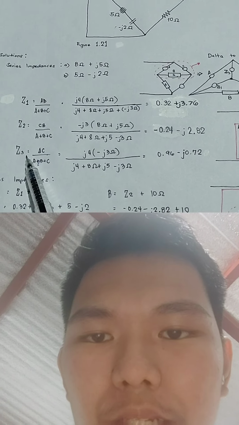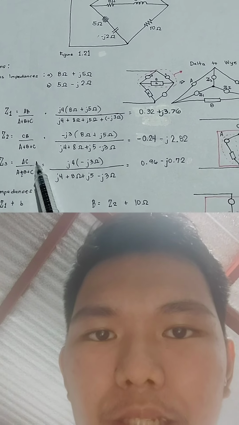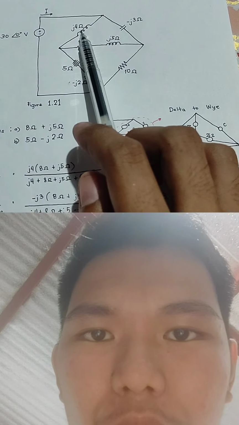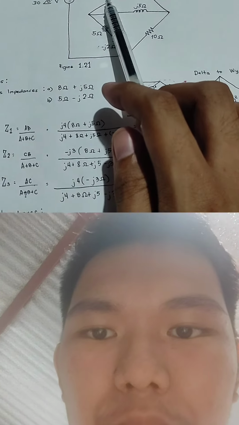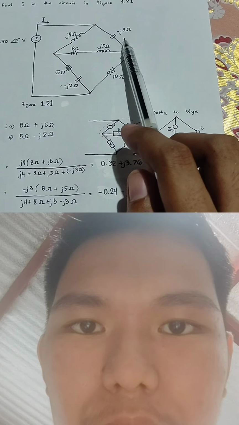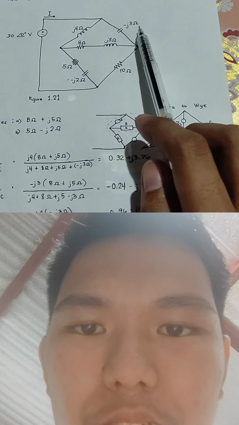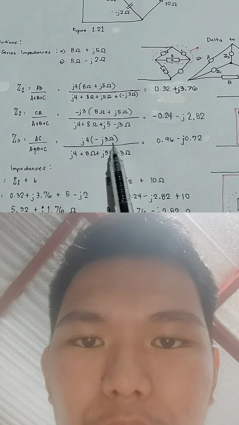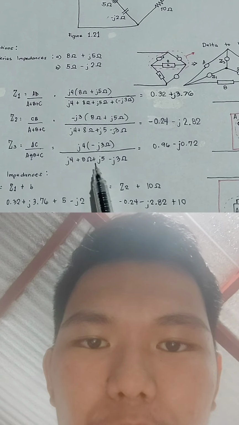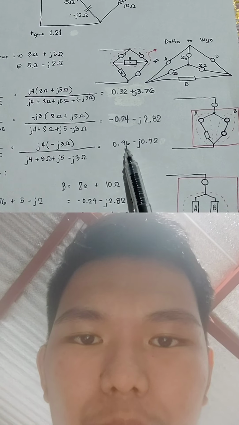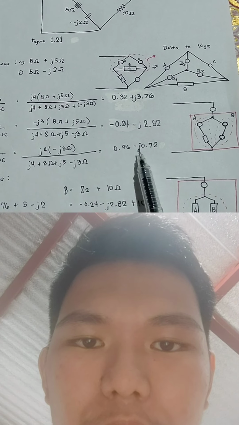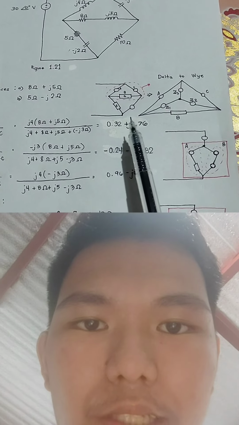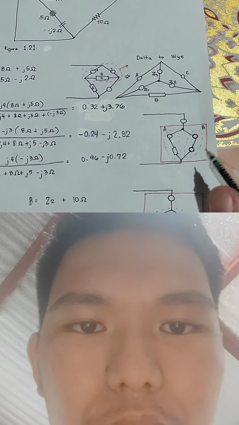For Z sub 3, A times C, the value of A is J4 times the value of C, which is negative J3 ohms. J4 times negative J3 ohms over the sum of impedances is equal to 0.96 minus J0.72. And the circuit is now redrawn to another circuit.